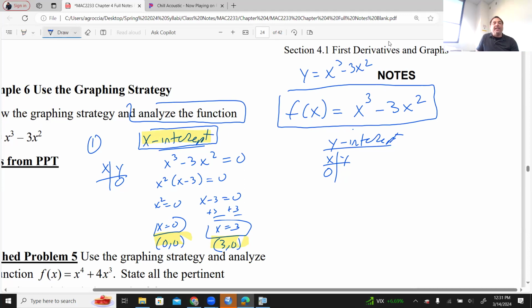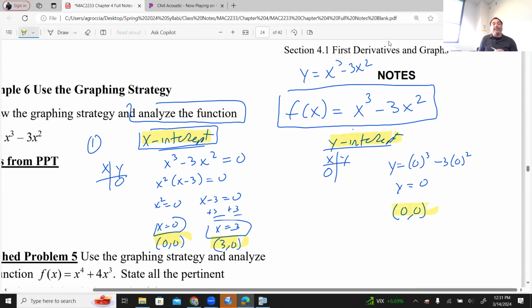Okay? Then, how do you find a y-intercept? A y-intercept is where you make x 0. So this would be 0 cubed minus 3 times 0 squared, y equals 0. Again, that's not a final answer, but you would have a y-intercept at (0, 0).